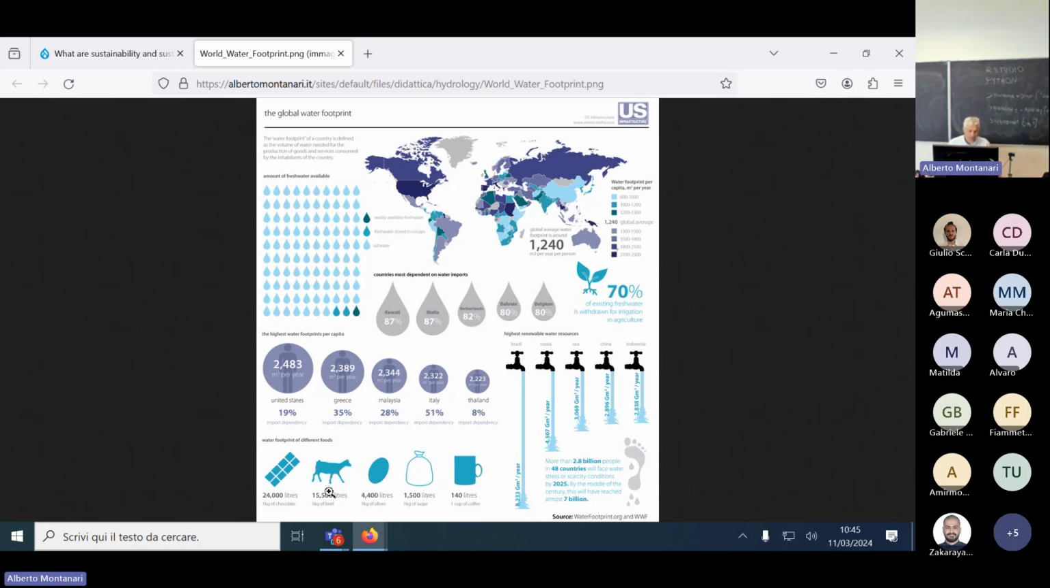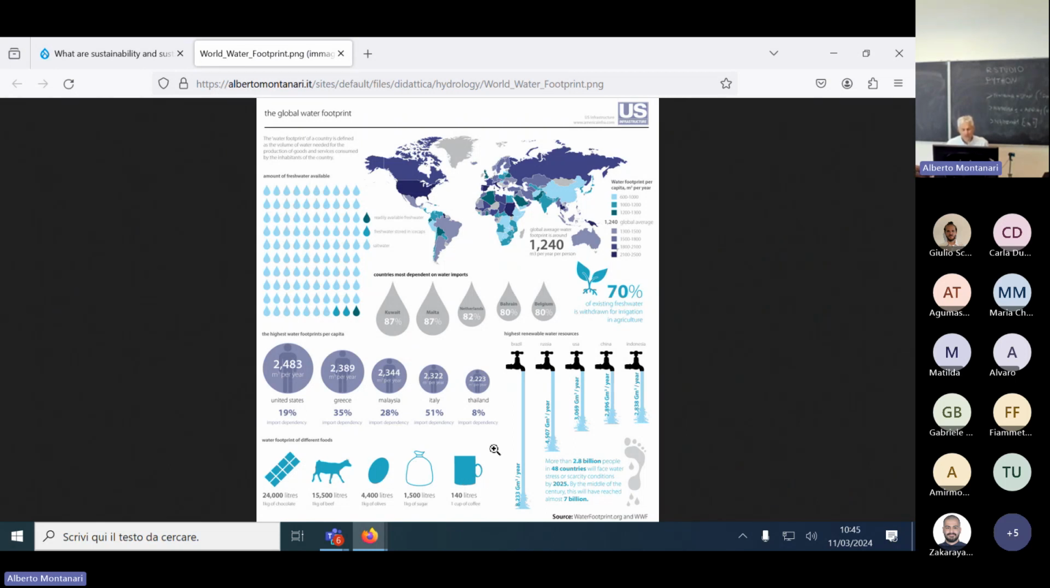Just to give you an idea, 15,000 liters, how many cubic meters are? Learn this. 1 cubic meter is 1,000 liters. So it's 15 cubic meters of water to produce 1 kilo. It is amazing. You may say impossible. Okay, let me just move forward and I will explain better. 1 kilo of sugar, 1,500. 1 cup of coffee, 140 liters.